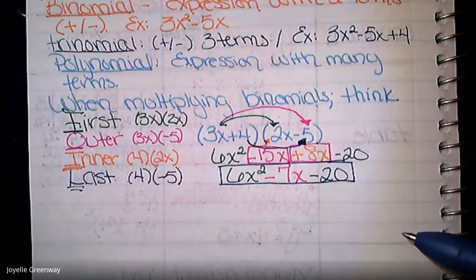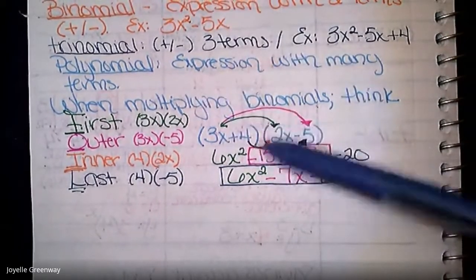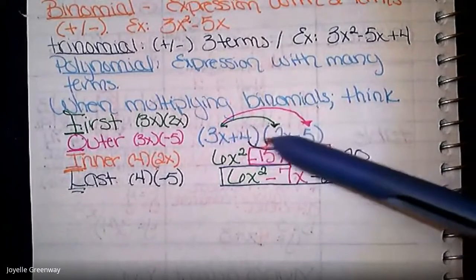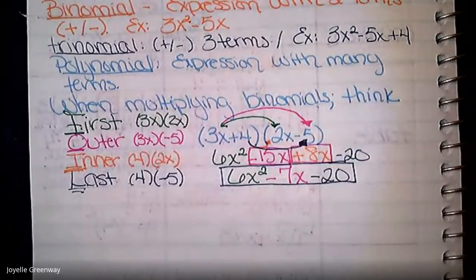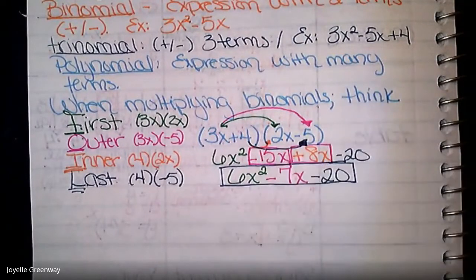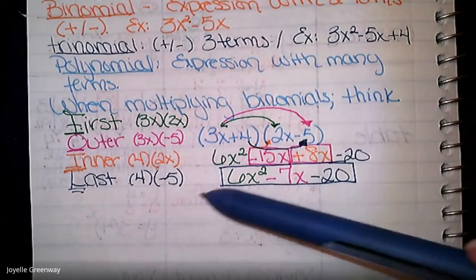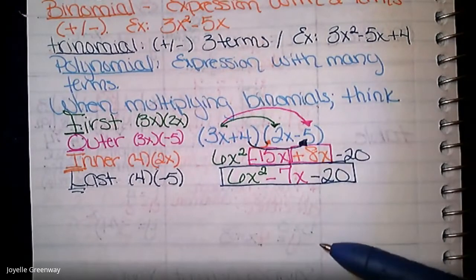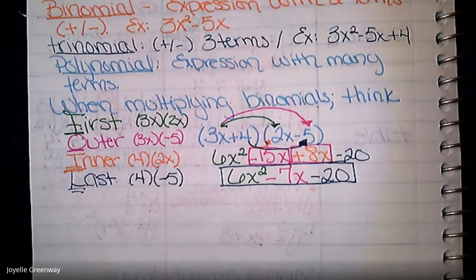Okay, so when you see something like this, see how there's no sign in between, it's not plus or minus, so that means multiply these. You think FOIL, first, outer, inner, last. Simplify by combining like terms, and that is your final answer. A lot of the times you will get a trinomial. Sometimes you will not get a trinomial, okay? And we'll go through an example like that.